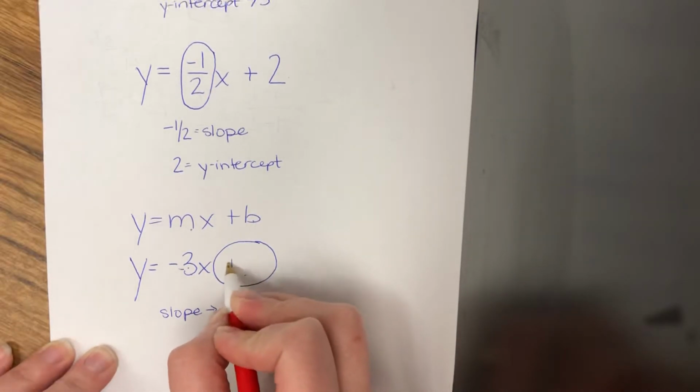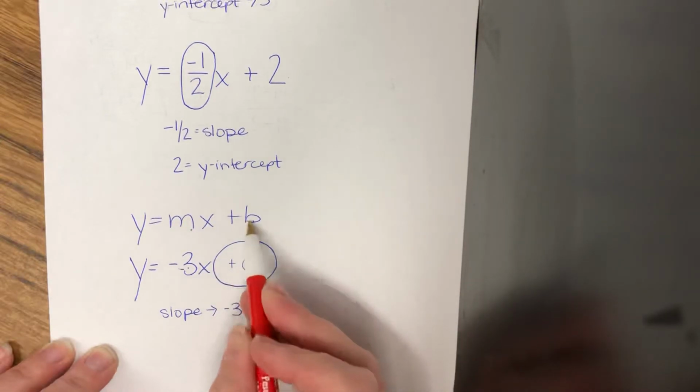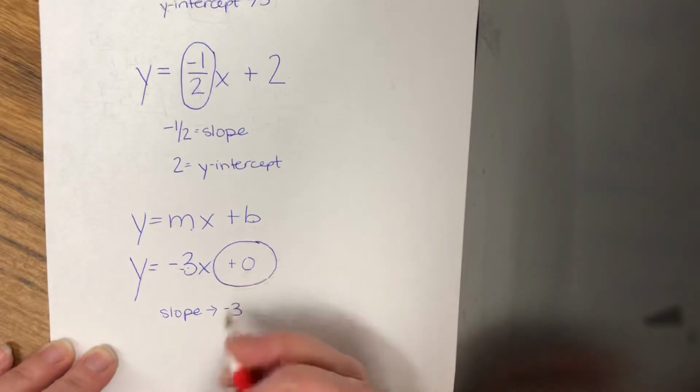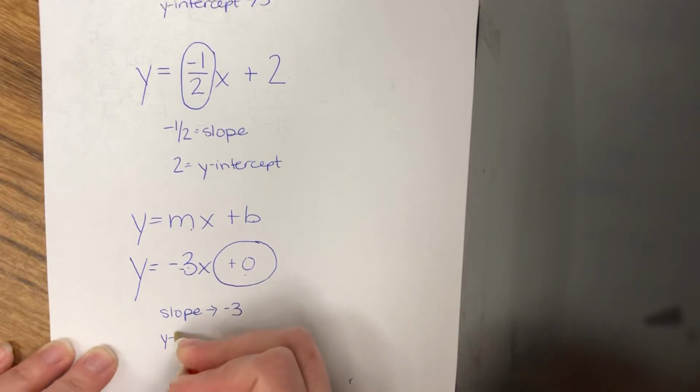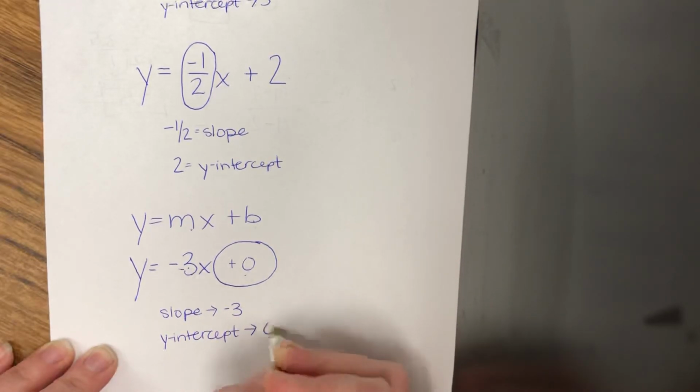And the answer is +0. So when you see nothing, you don't see a number at all where b should be, that means the y-intercept is 0.